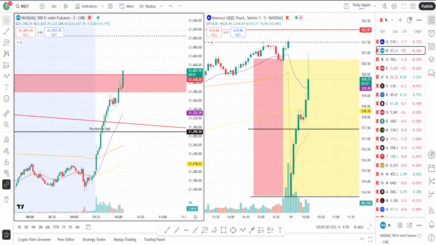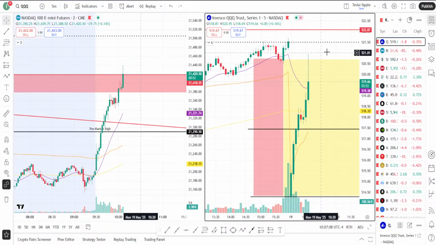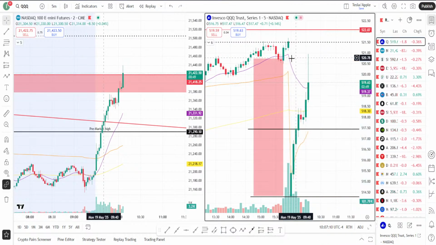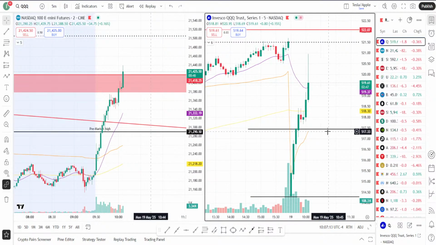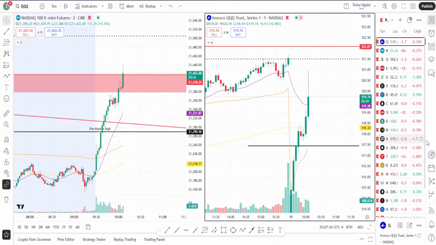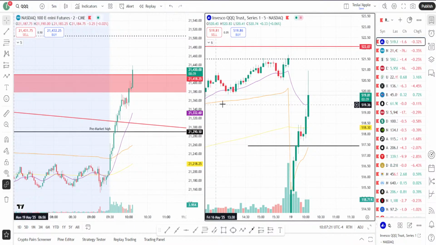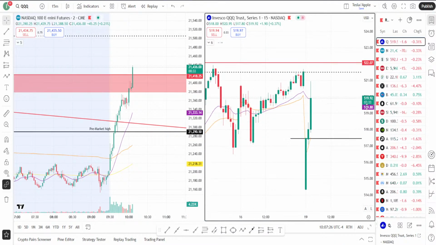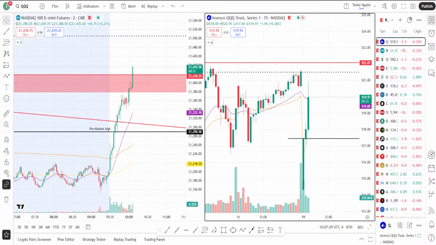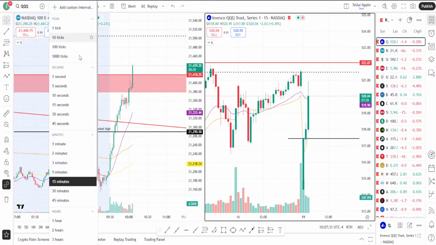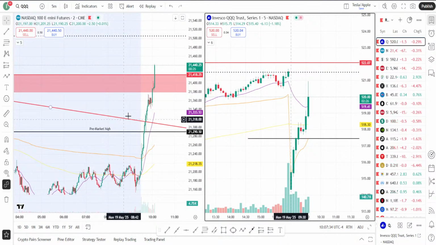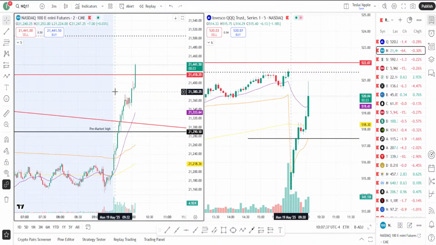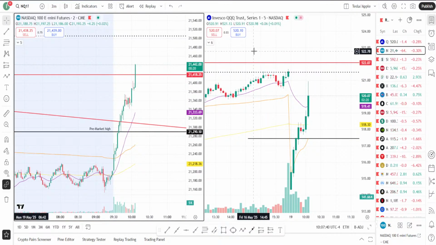Yeah, she still wants to go. We're about to fill that gap already. Let me take this off the chart. We're about to fill that gap already. The market should technically be looking to reverse any moment now.